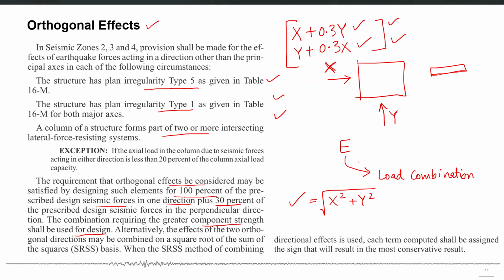So that's all about the discussion of this ELF procedure in UBC 97, and we will continue this discussion in the next part of this lecture series, and in that part we will discuss the equivalent lateral force procedure as prescribed in the International Building Code 2000 onwards. That procedure has several radical changes compared to UBC 97, and all the latest building codes are also based on those changes. So that we will discuss in the next part of this video lecture series.